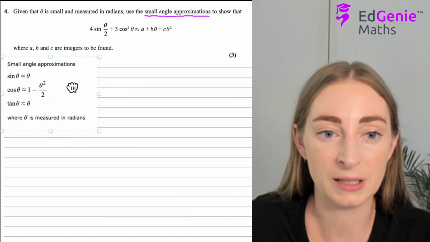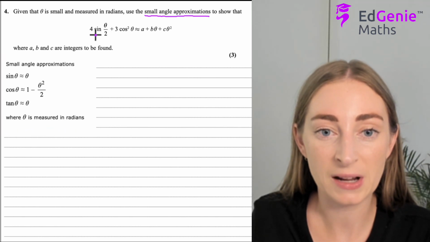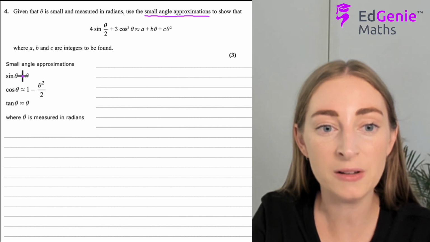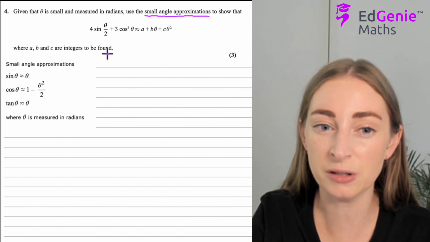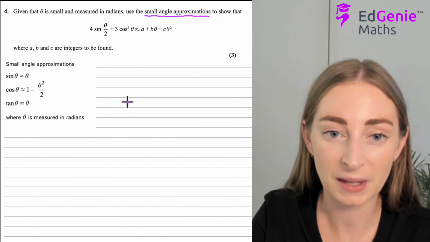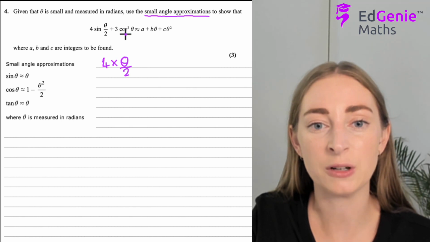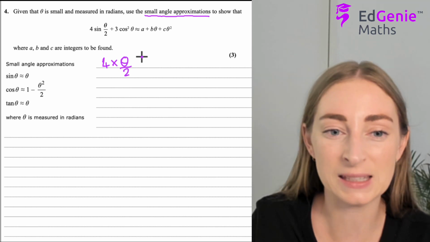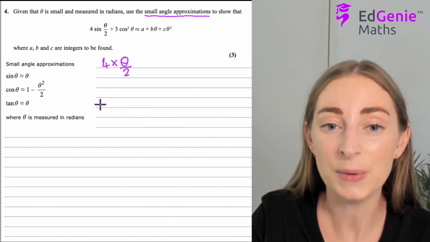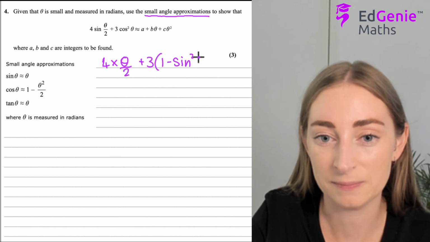And there we go. That's going to help us. Right, we have 4 sine theta over 2. So we know that sine theta is approximately theta. So if we've got sine theta over 2, it's going to be approximately theta over 2. So we have got 4 times theta over 2. And here we have got cos squared. So when you see a cos squared, it's actually going to be easier. Instead of using all of this, we can rewrite cos squared as 1 minus sine squared.